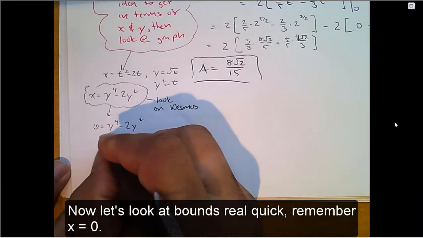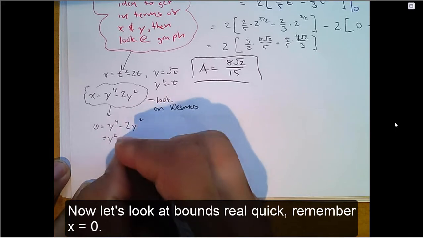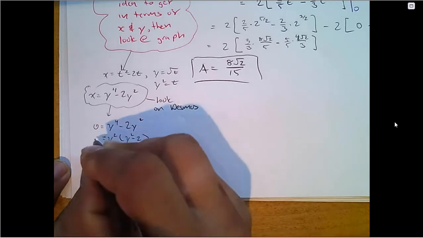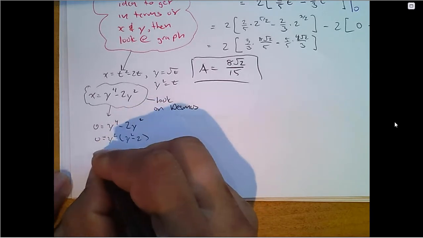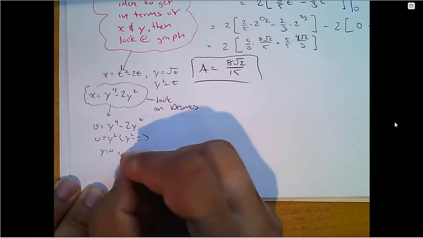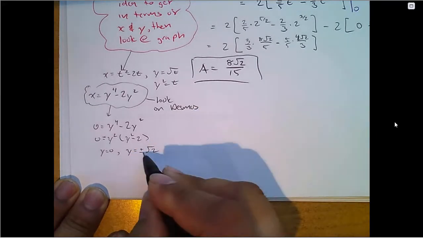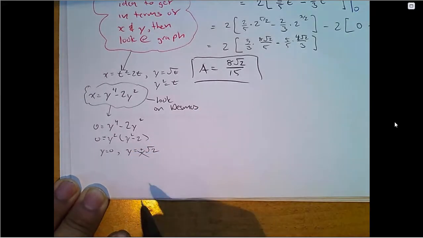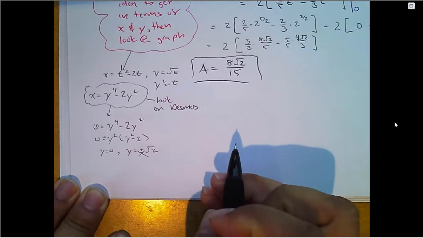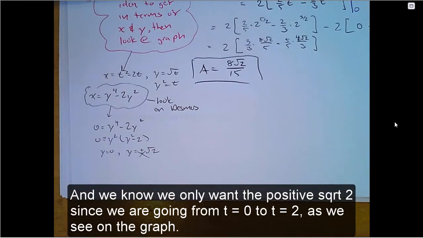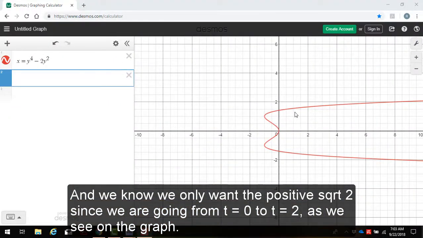Now let's look at bounds real quick. Remember, x equals 0. And we know we only want the positive square root of 2 since we're going from t equals 0 to t equals 2, as we see on the graph.